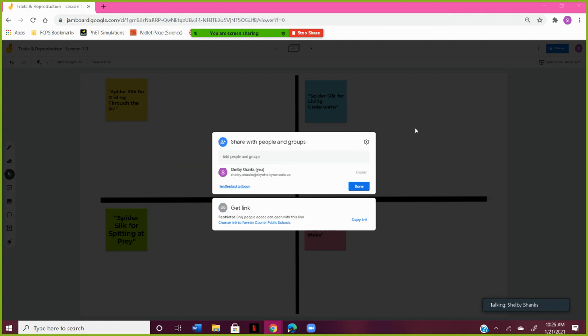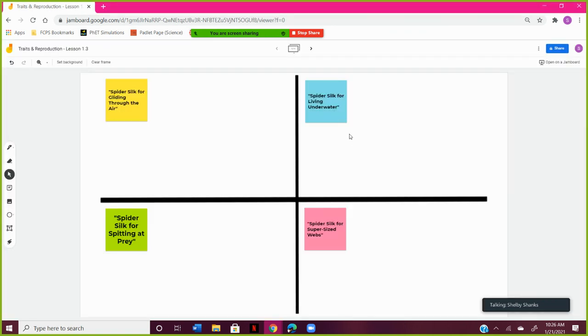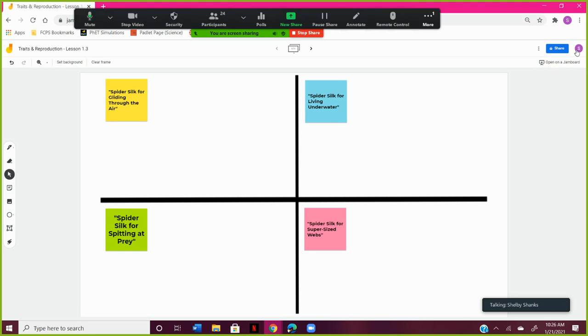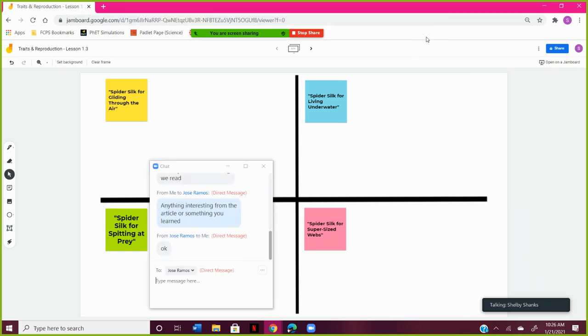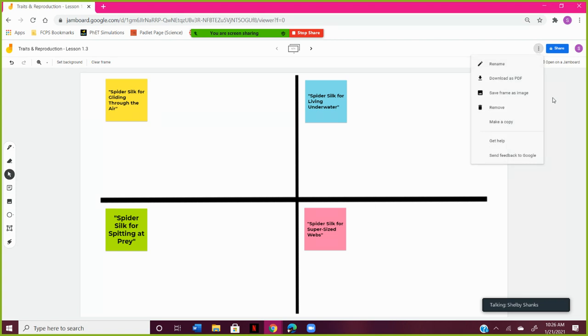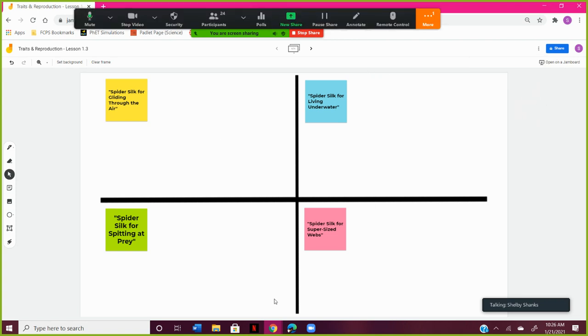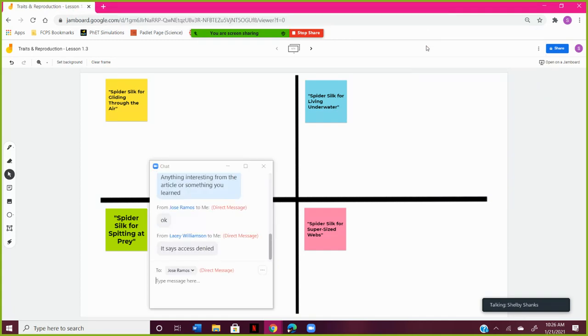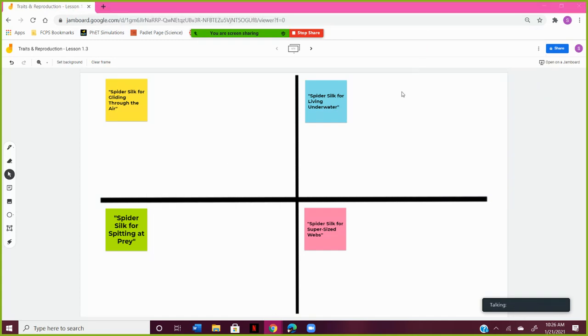All right, so I posted the link to the Jamboard. You guys should be able to click on that link, hopefully, and it will take you to something that looks like this. And so somebody already asked what you should put in this Jamboard. And so what I want you to put in this Jamboard is something that you learned, maybe something that stood out to you.